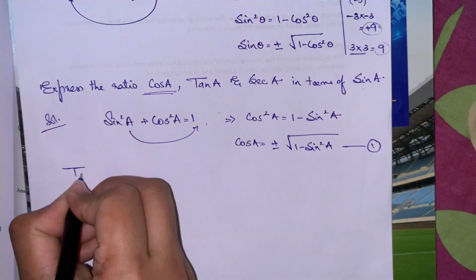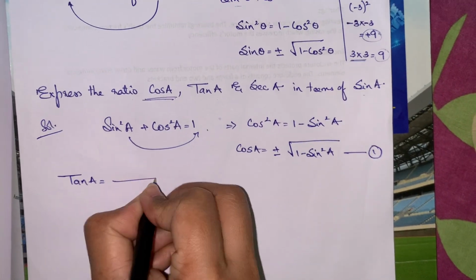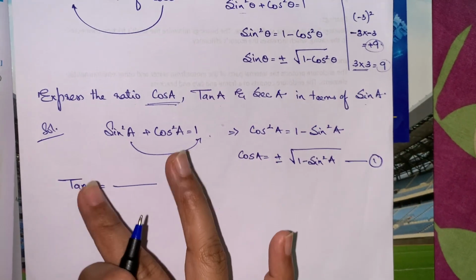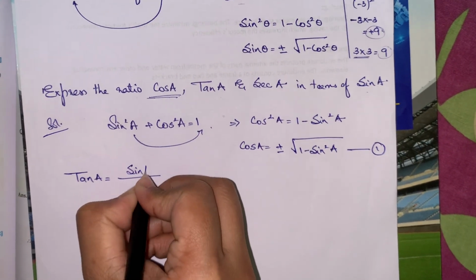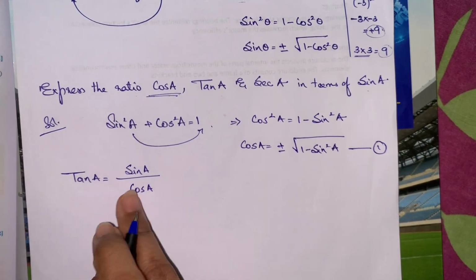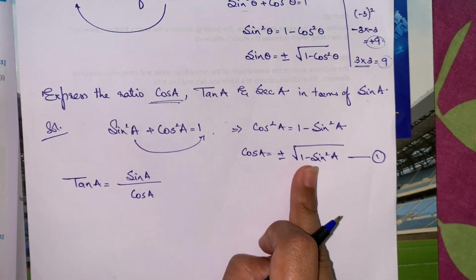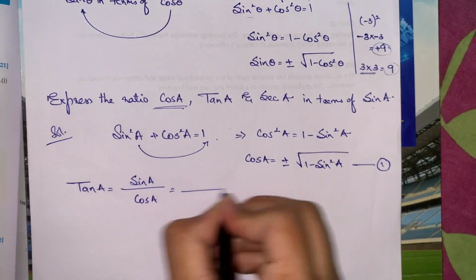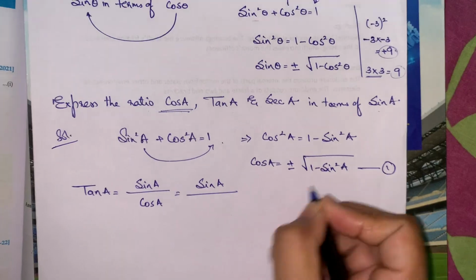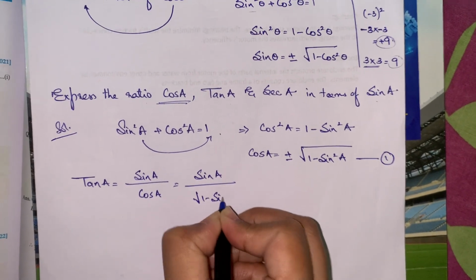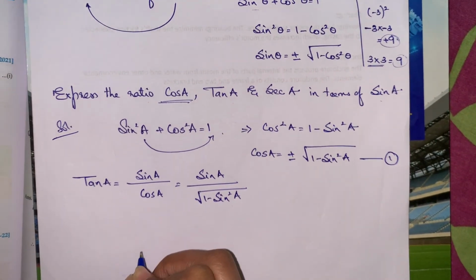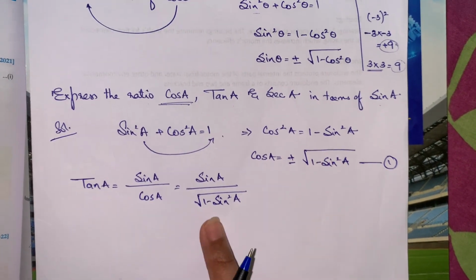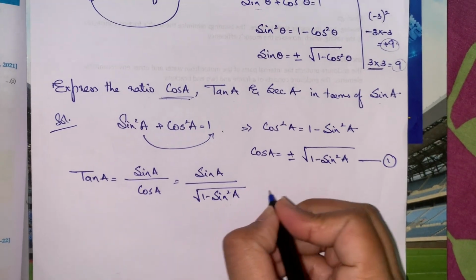Then it is talking about tan A. Tan I know, but there is no identity wherein tan and sine are together. But I know that tan A is sin A upon cos A. Cos A I know is this, isn't it? So it becomes sin A by root of 1 minus sine square A. Finished. Isn't it simple? Just now I got that cos can be written as this, so the same thing I'm going to use here. The second one is also done.